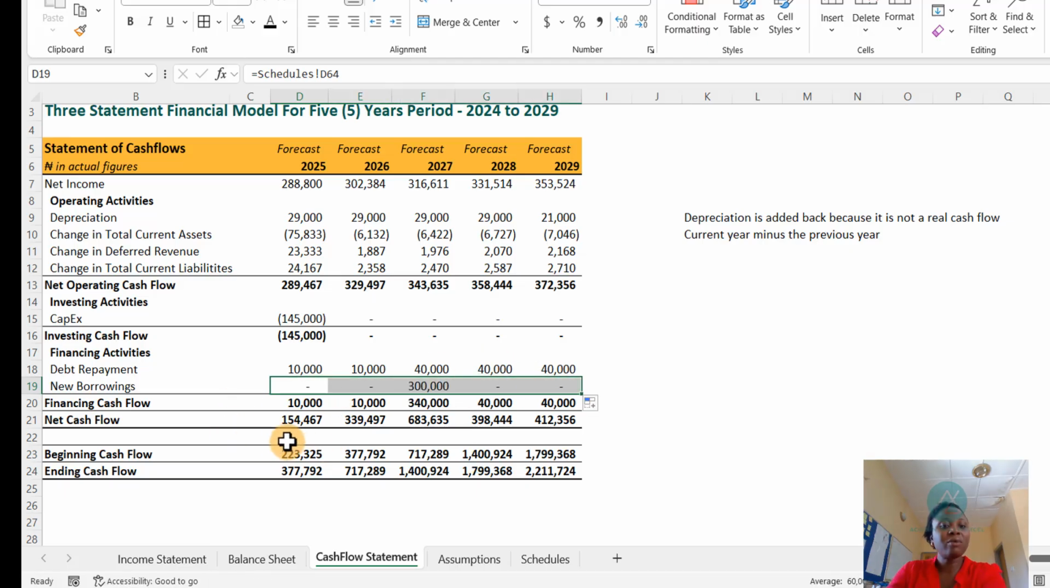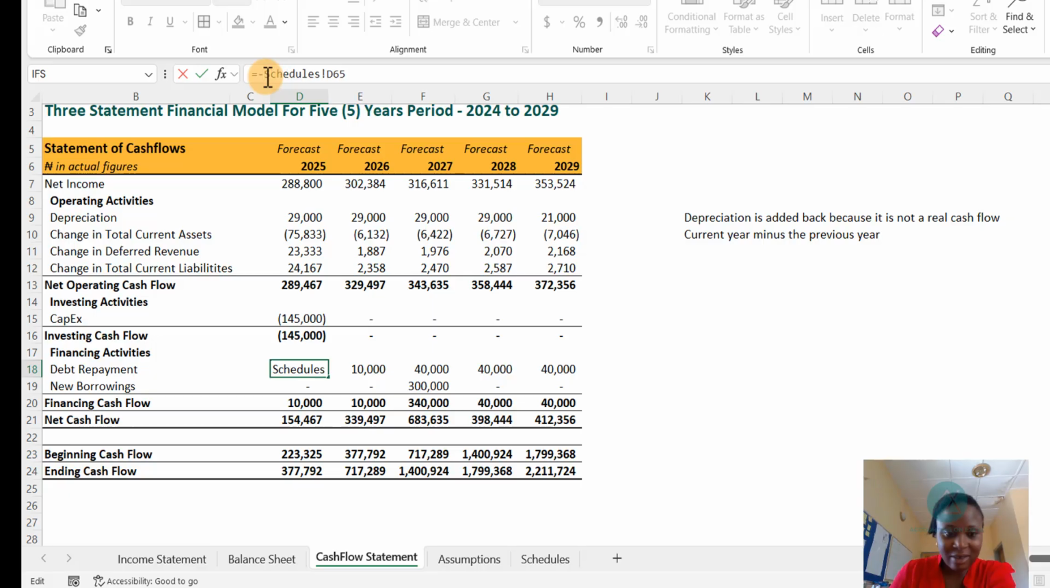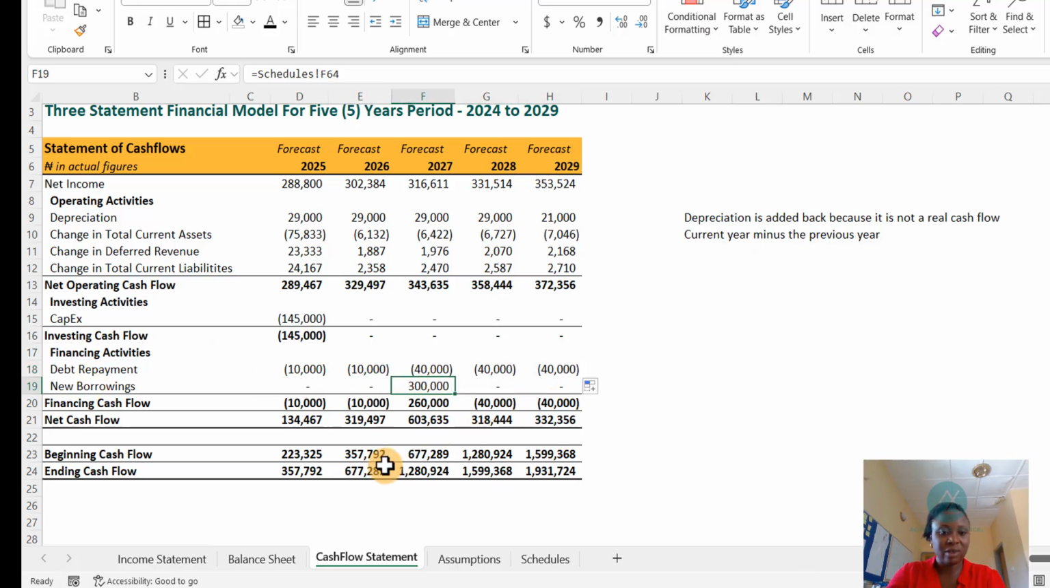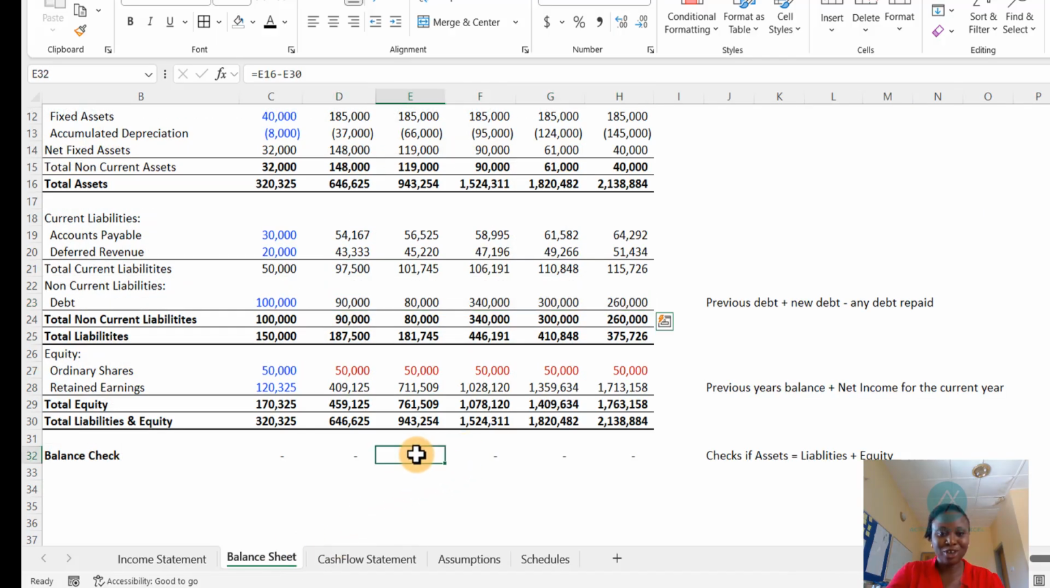Good. So now we have debt repayment. Mind you, for this debt repayment, remember, you have to put negative, because money is going out, you're paying back your debt. So we have to put negative here. So we can now move it to the right. Good. New borrowings, money is coming in, so it's positive. So I think we're good to go, right? Yeah, good. We're good to go.